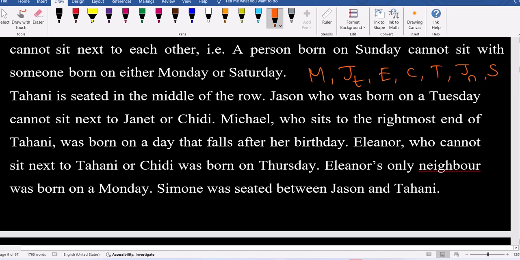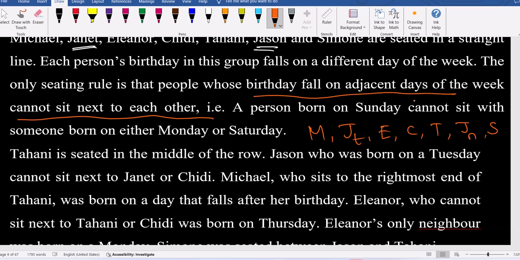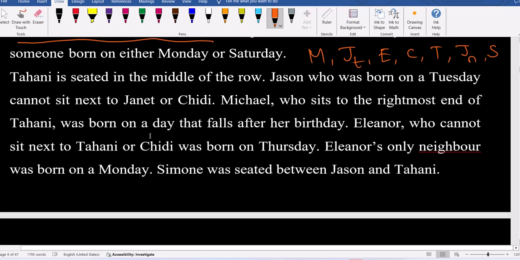Sunday cannot sit next to someone born on either Monday or Saturday. The only seating rule is that people whose birthdays fall on adjacent days cannot sit next to each other. See, this is one condition. Your job is to map what day their birthday is and check it. If birthdays are on adjacent days, they cannot sit next to each other. Keep that condition in mind.